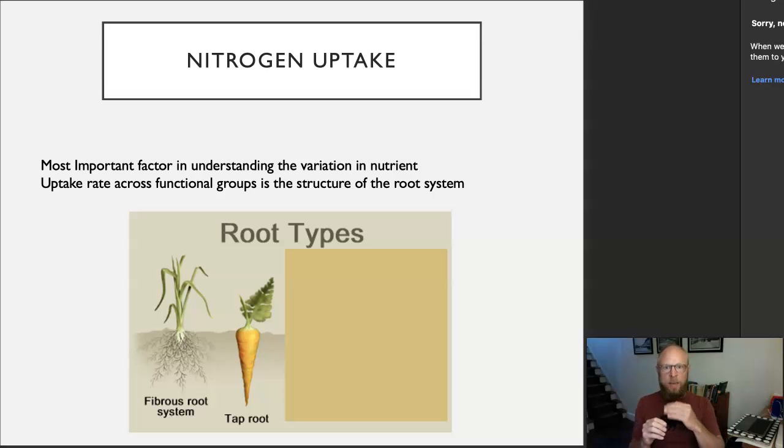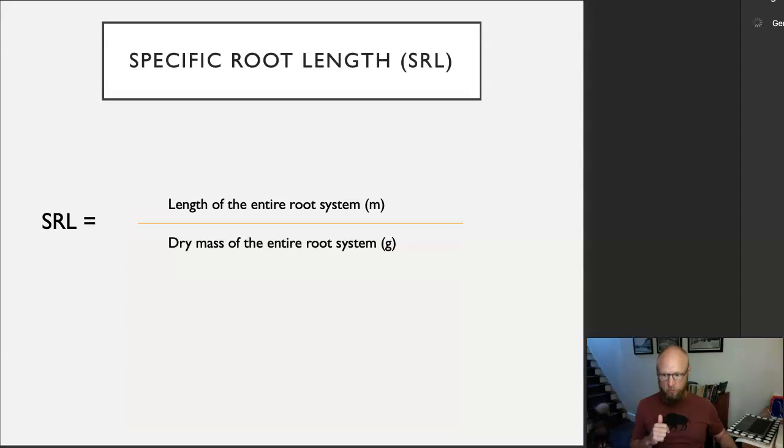This kind of gets back at this carbon budget issue. How much carbon do you have to allocate to your root system? So the variable we're going to talk about is specific root length. It's the length of the entire root system, still miserable to measure, but better than surface area, divided by the dry mass of the entire root system. That gives us the relative length of the system relative to the biomass investment.